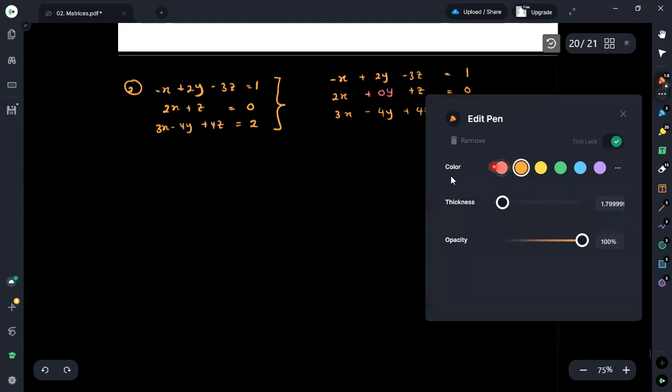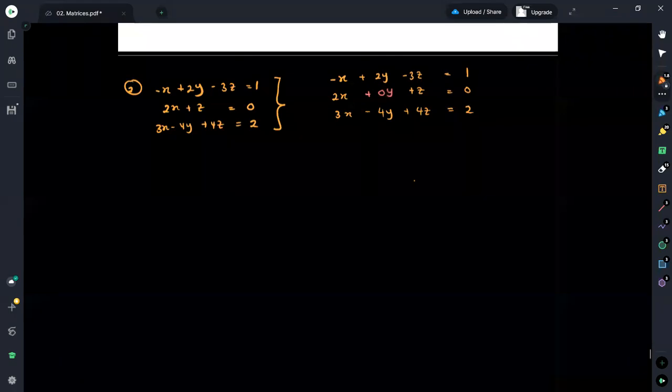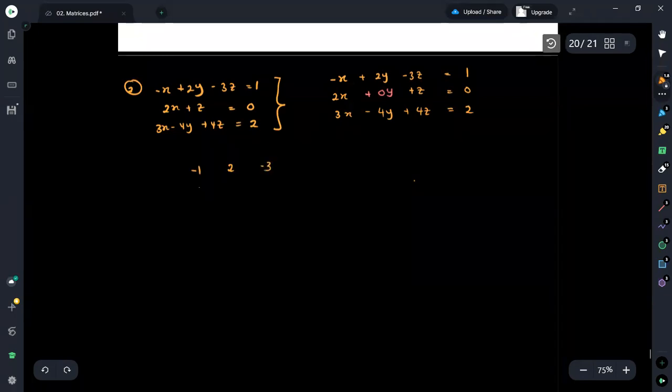Now we need to convert this into the form of Ax equals B. Since I have aligned all the variables accordingly, I can directly write down the coefficients. Here, x has a minus notation, in the sense that the coefficient is equal to -1. Therefore, we get -1, then +2, and here the value is -3. Similarly, it is 2, 0, and 1. Then 3, -4, and +4.